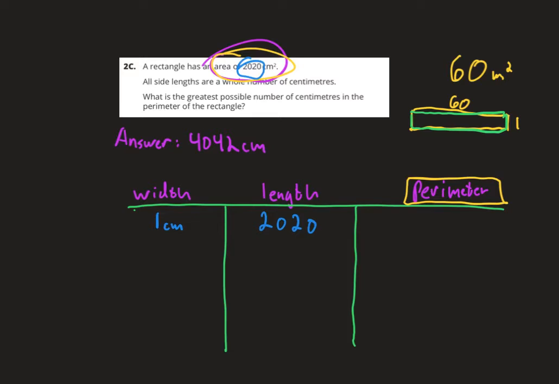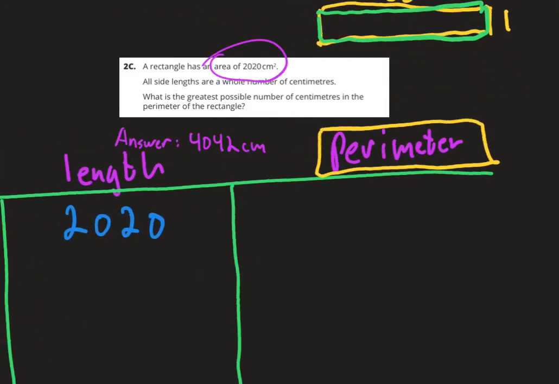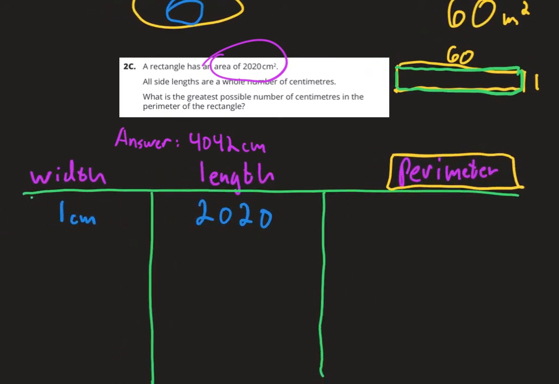Okay, that is a fine area to have. What would your perimeter be? Well, let's remember the formula for finding perimeter, okay? It's 2L plus 2W equals P, because you have two side lengths of both of these dimensions, right?